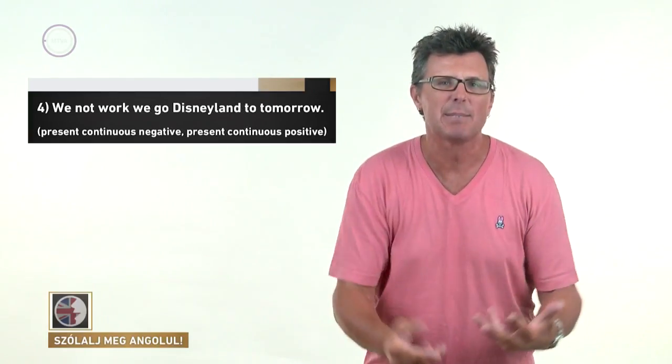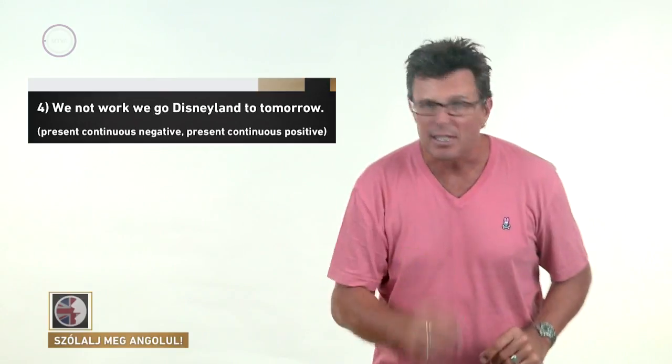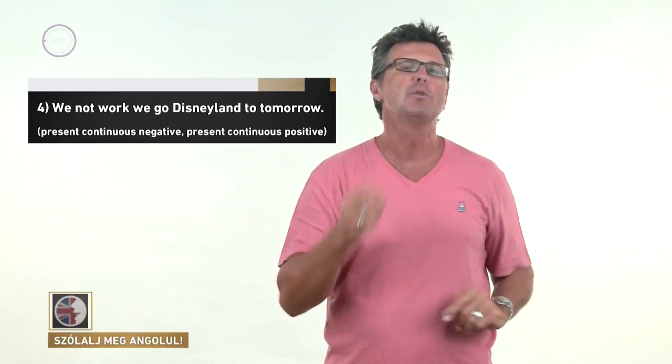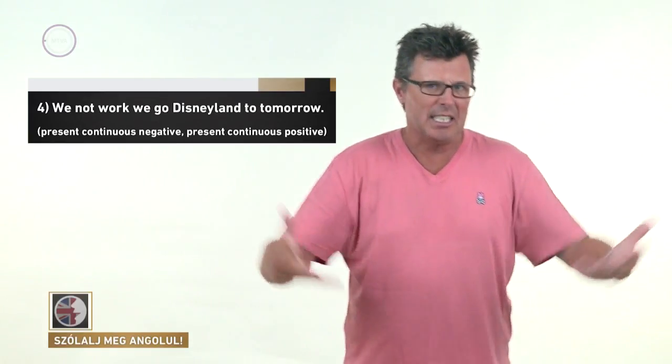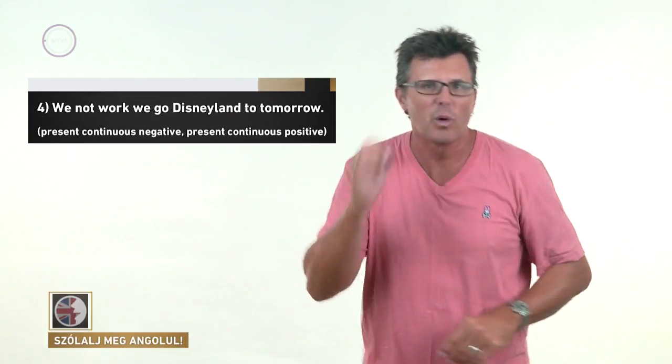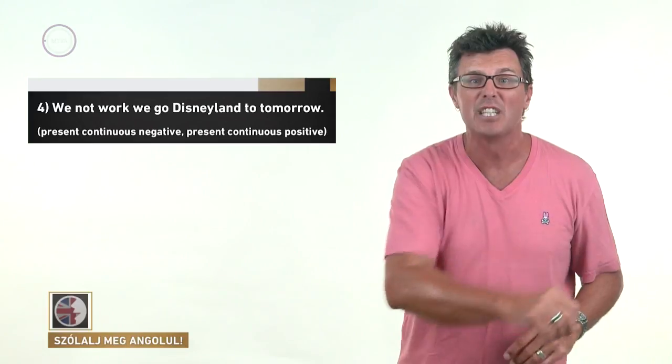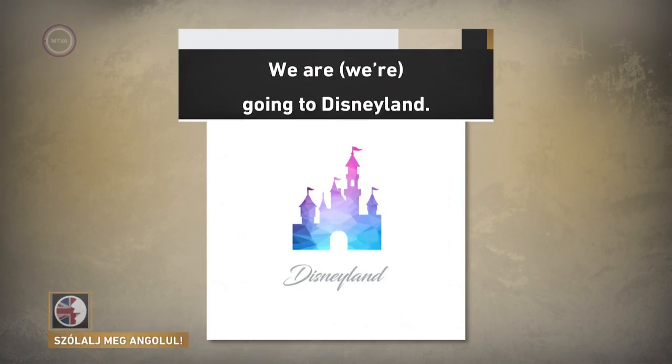What about the next bit? The next bit is positive, not negative, but we're still using the present continuous. So this should be easy, shouldn't it? Subject, auxiliary verb, main verb in ing form. We're going to Disneyland. Okay then, let's see the whole thing.